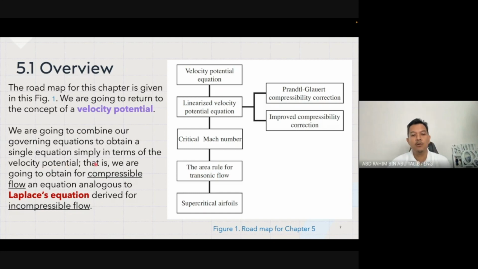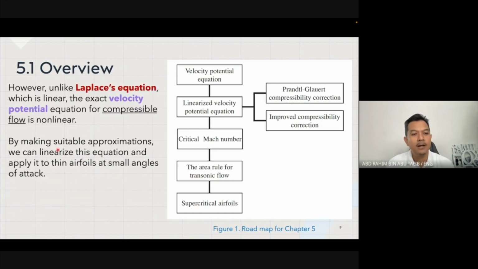So that is, we are going to obtain it for compressible flow, because the Mach number is more than 0.3, an equation analogous to the Laplace equation derived earlier for incompressible flow, normally done in your earlier Aerodynamics 1 subject. However, unlike the Laplace equation, which is linear, the exact velocity potential equation for compressible flow is non-linear. By making suitable approximations, we can then linearize this equation.